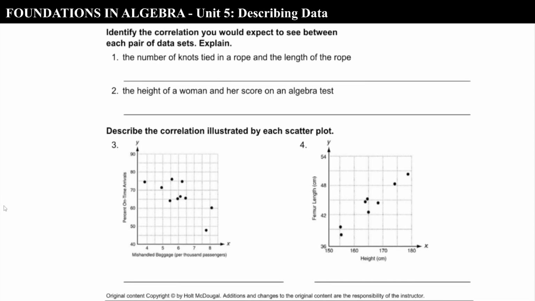So let's identify the correlation you would expect to see between these pairs of data sets. So the number of knots tied in a rope and the length of a rope. Well, as the number of knots you put into a rope goes up, the more knots you have, the shorter the rope is going to get, because some of that length gets taken up in the knot. So as the knots increase, the length decreases, and since those are going against each other, you would have a negative correlation.